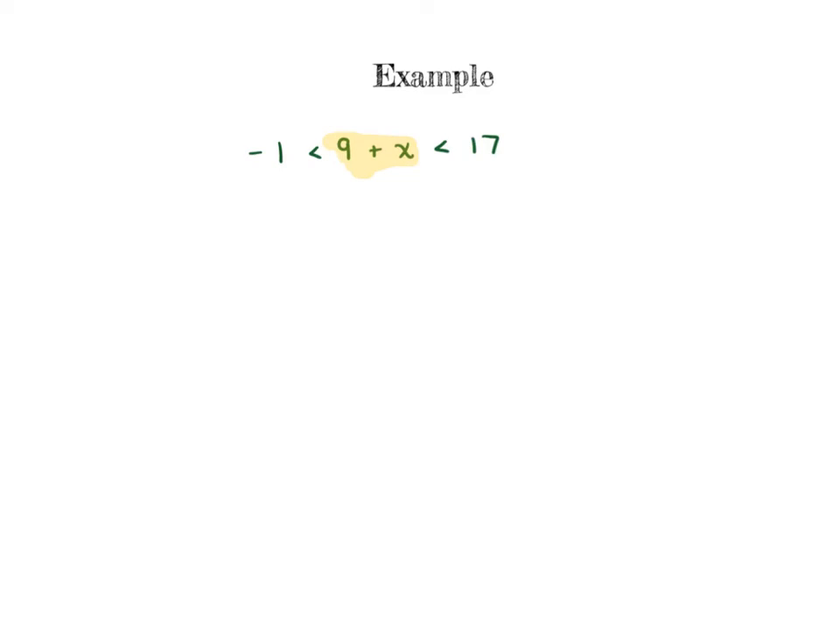And so we're going to extract this into two different inequality statements. Here's the first one. -1 is less than the middle stuff, 9 plus x, and the middle stuff, so we just repeat that middle again, has to be less than 17. So you can see how we've pulled that out of it and written our two inequalities. Now you solve both those.